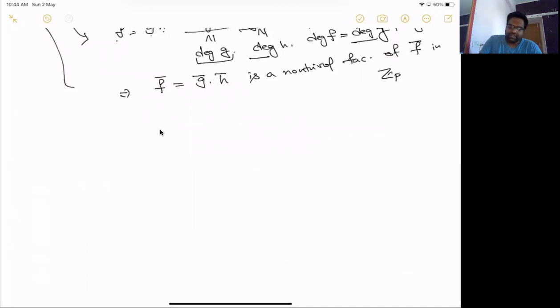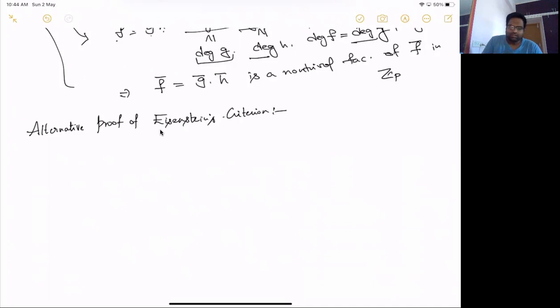This localization can be used to give an alternative proof of Eisenstein's criterion. This shows how useful localization is. So see how simple the proof of Eisenstein's criterion is. I'll go to the proof of Eisenstein's criterion.